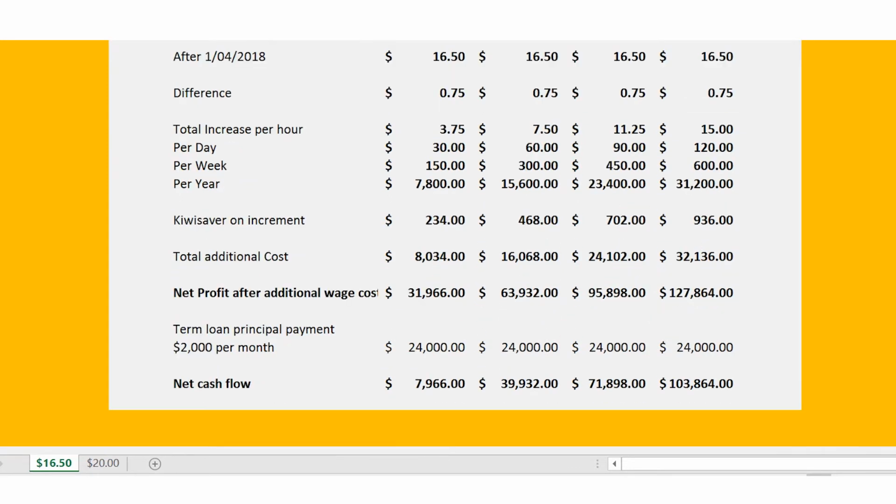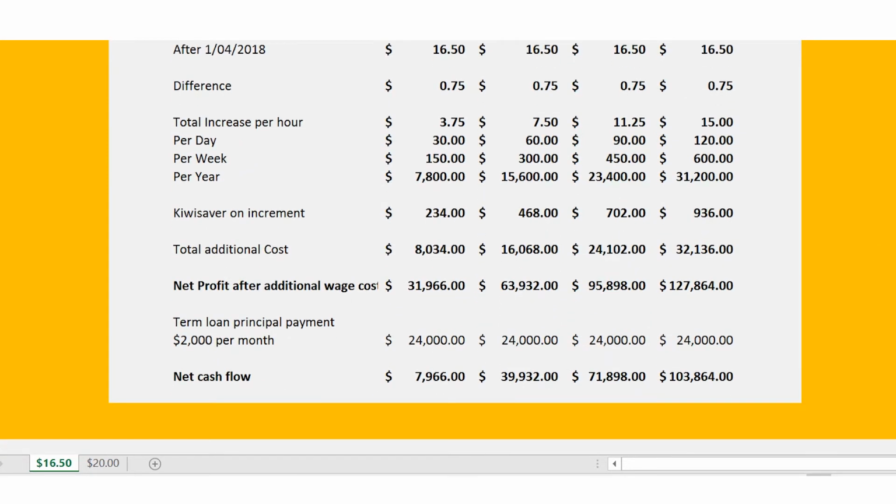So the effect is going to be $8,034, which is quite a bit of money for small and medium businesses. And it reduces your net profit to $31,966 from $40,000.